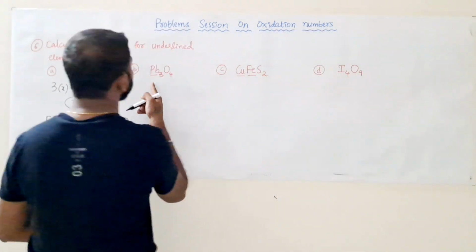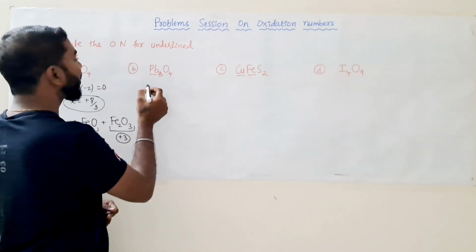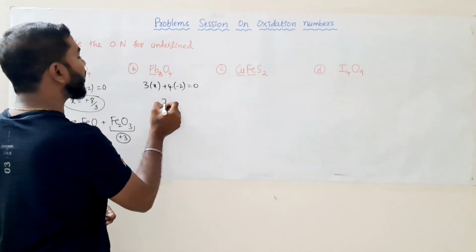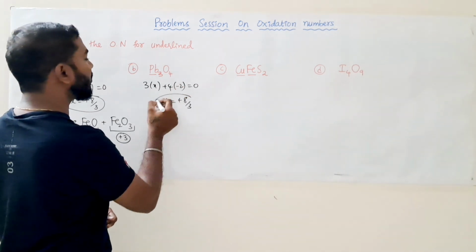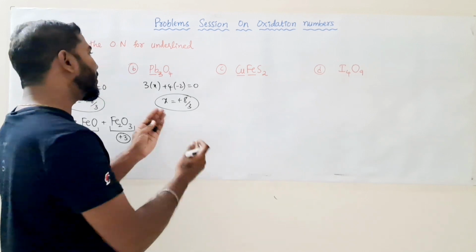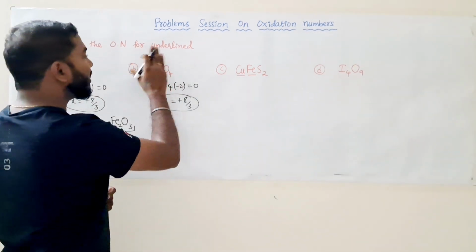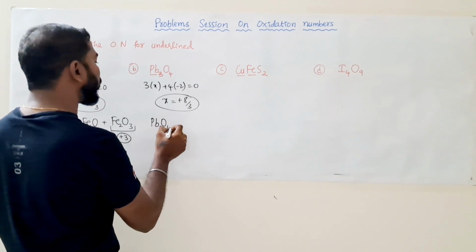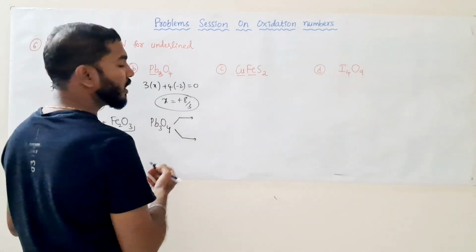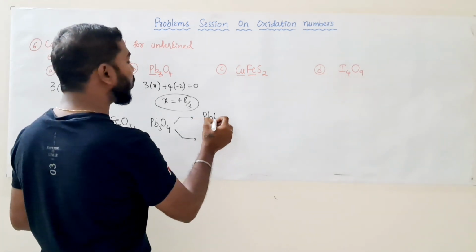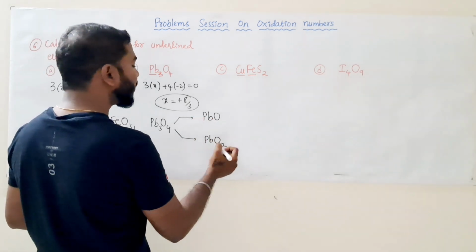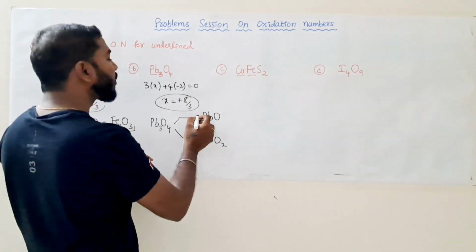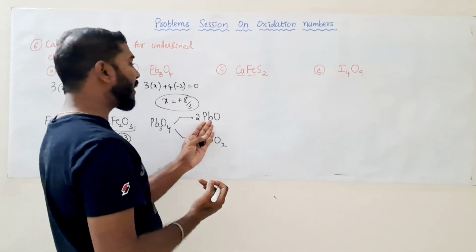Similarly, if we move to Pb3O4, the normal oxidation number method will give us the same, +8/3, as the average oxidation number. Like Fe3O4, this is also a mixed oxide, where Pb3O4 contains two different oxides: PbO and PbO2. The first is called plumbous oxide and this is plumbic oxide. So we have plumbous and plumbic.